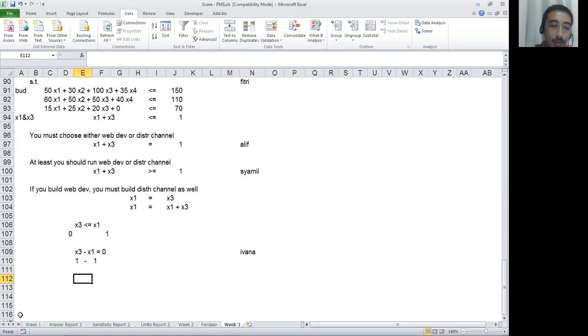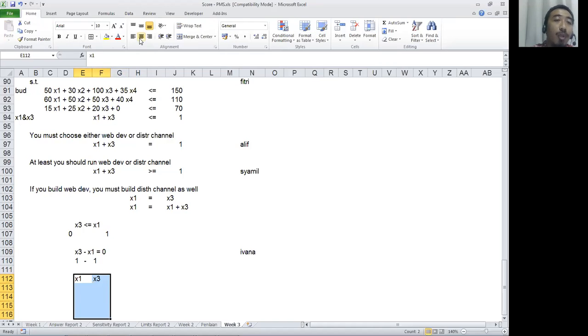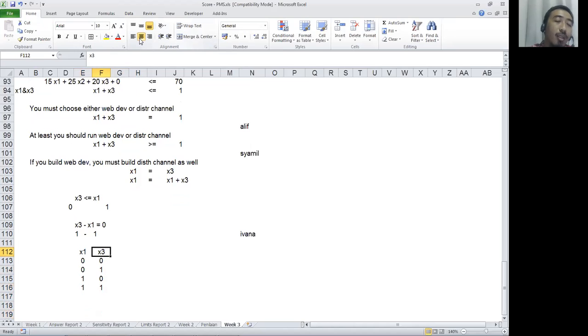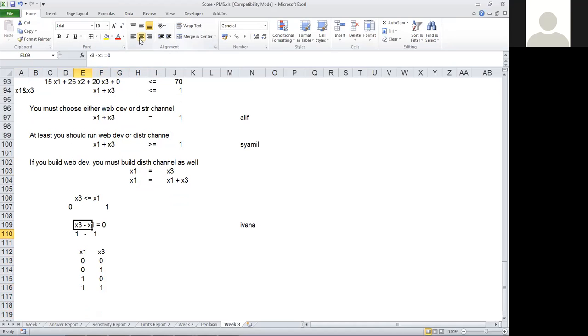The trick is like this. You put X1, you put X3 here, then try any combination here. Build none of them, build only one of them, build this one, build both of them. And then you find out which will violate the requirement. Greater than or equal, sir? Yeah, you're right. It should be more than or equal 0.